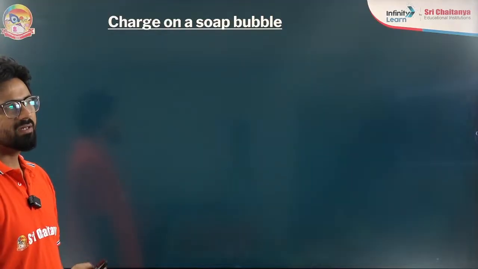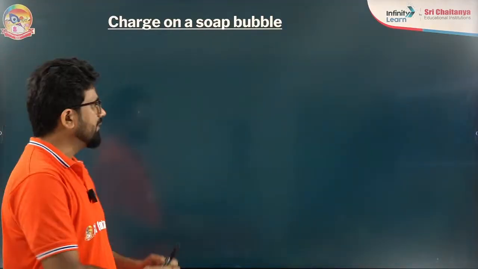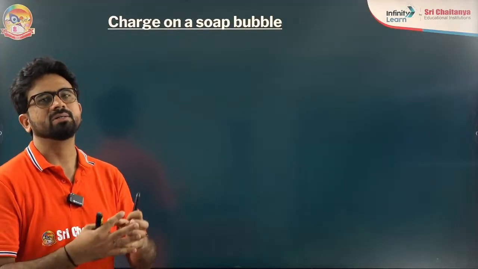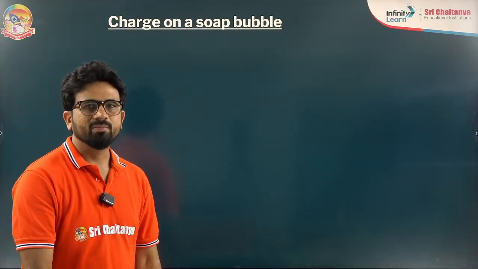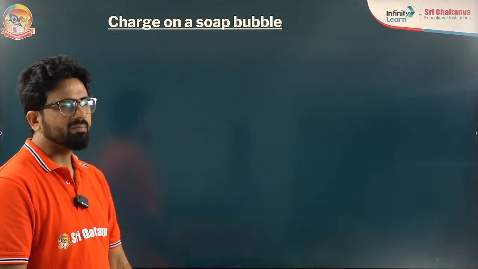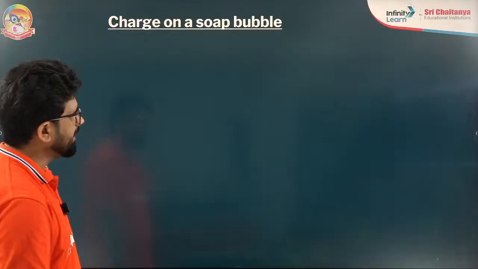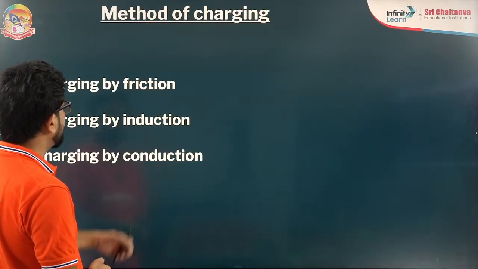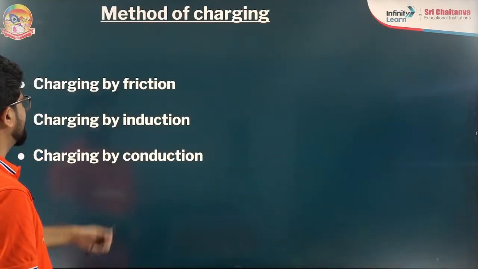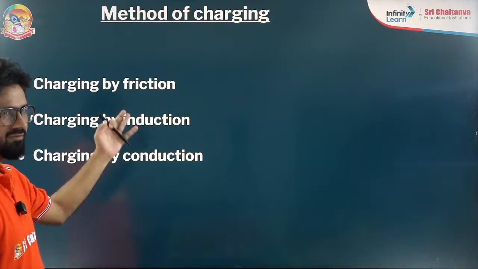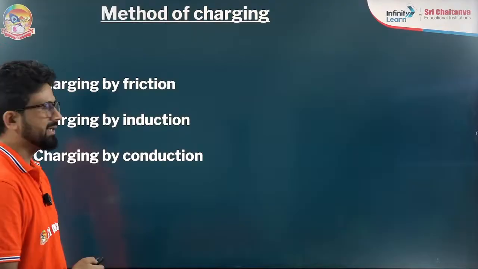Okay, after that we solved the soap bubble question. In a soap bubble, what is happening? There is one soap bubble. If we put charge on the soap bubble, the surface area increases because the charges repel each other, and from that repelling of charge, the area and the radius are going to increase. Then we saw the three different kinds of charging methods, friction, induction, and conduction, in detail. You can see it in the first class, you can go and visit that.